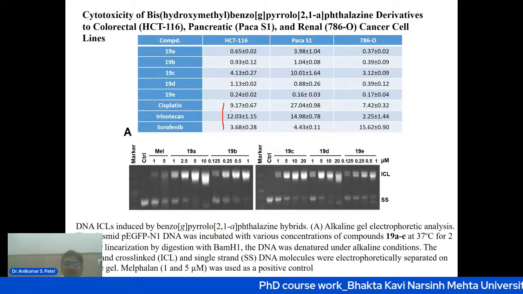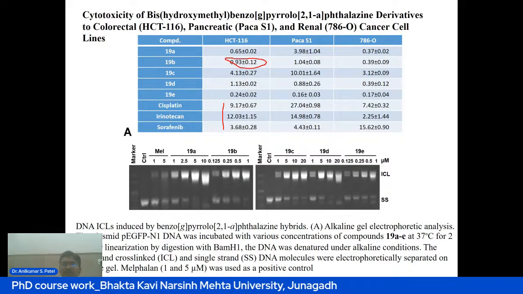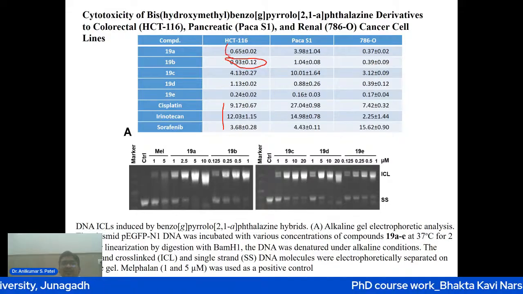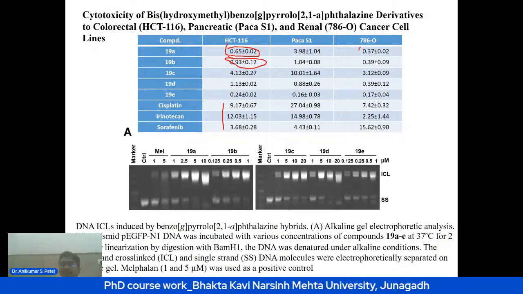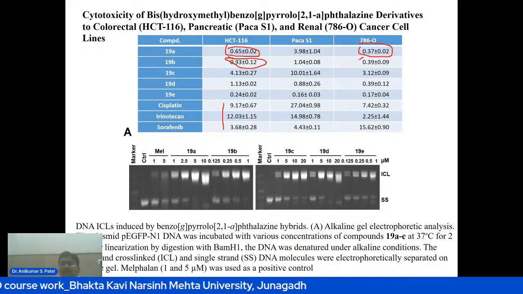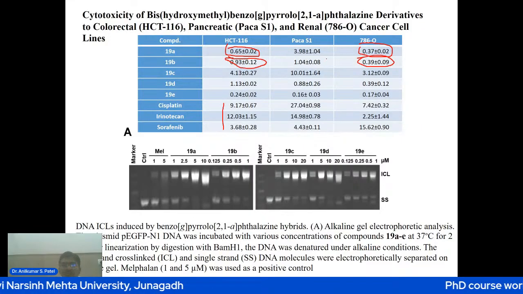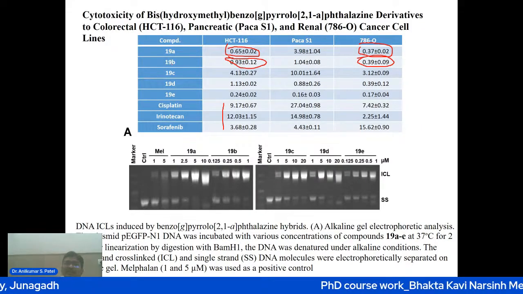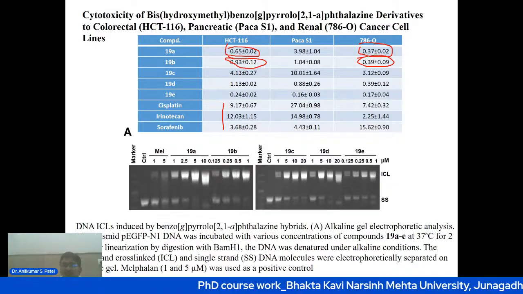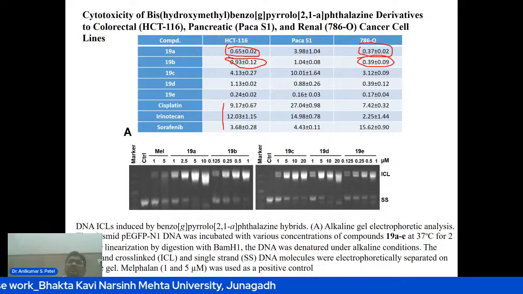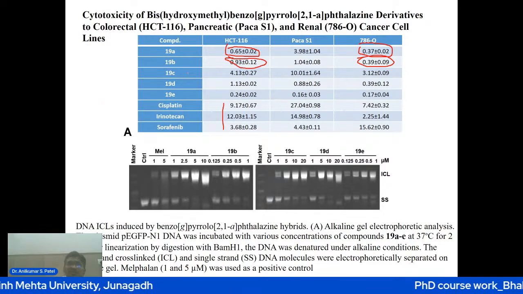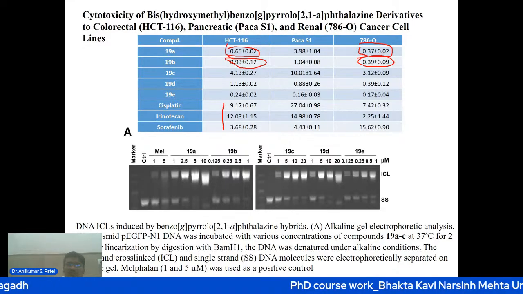We can see that compounds 19A and 19B give similar concentrations, but the more potent values are 0.93 micromolar and 0.65 micromolar. Similarly, in the renal cancer cell line, they produce 0.37 micromolar and 0.39 micromolar. So compounds 19A and 19B are more potent compared with cisplatin, irinotecan, and sorafenib. We found these compounds give a very good biological response in various cell lines.